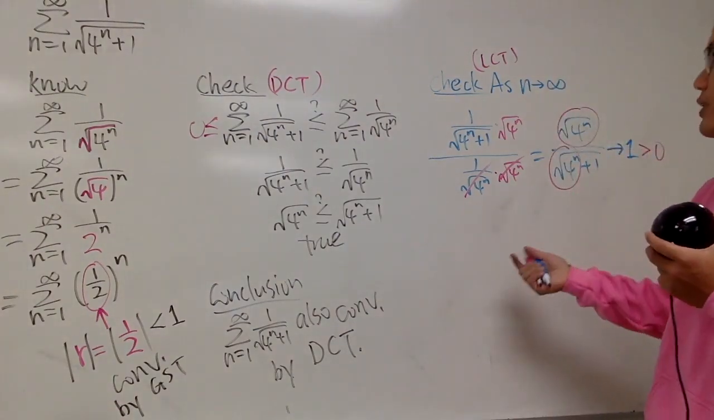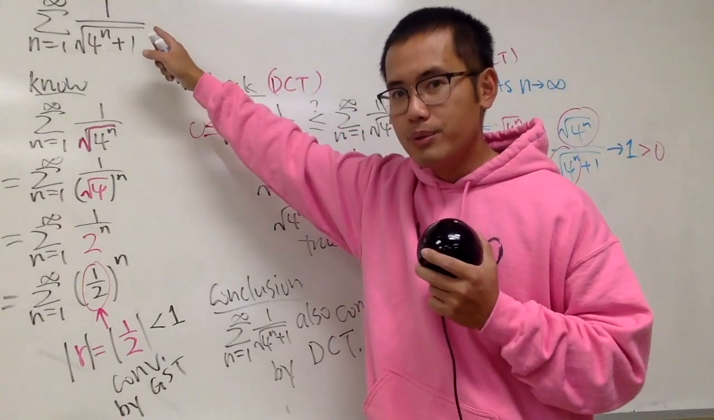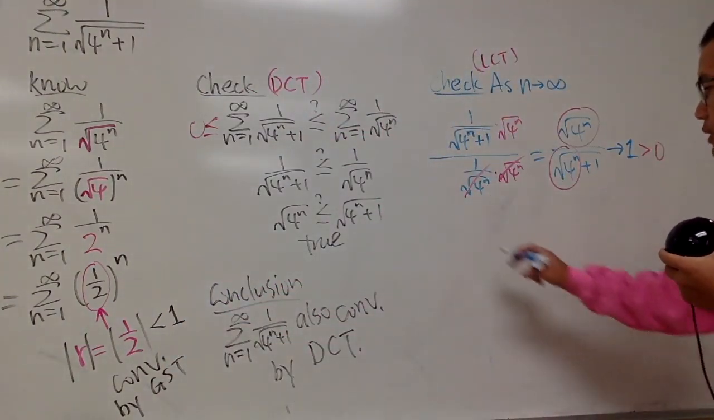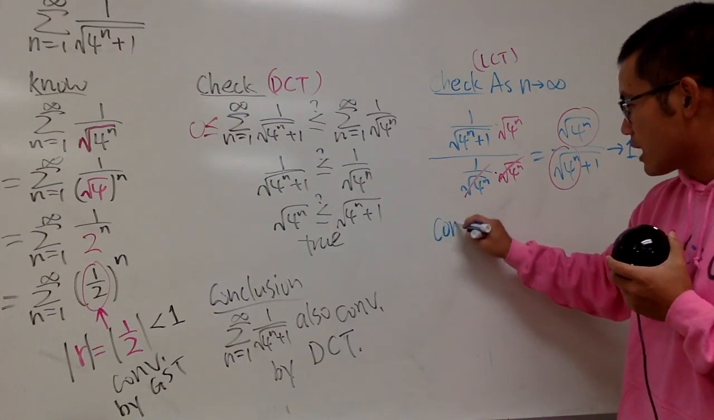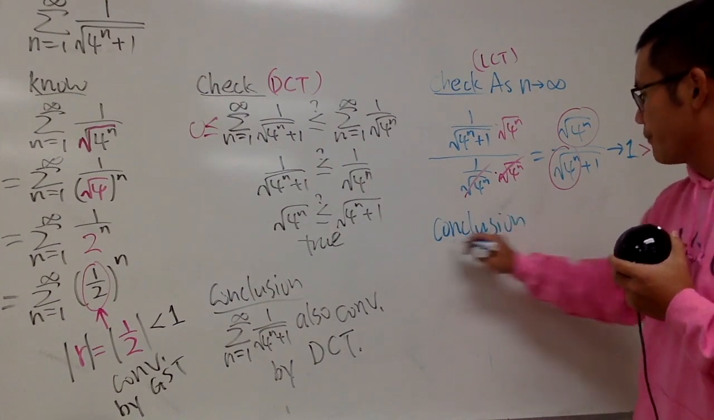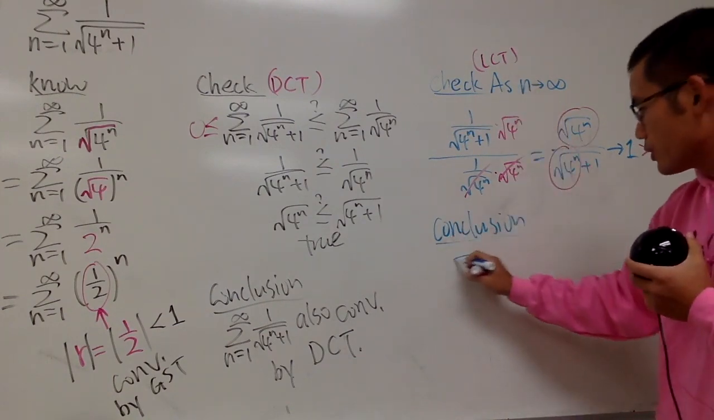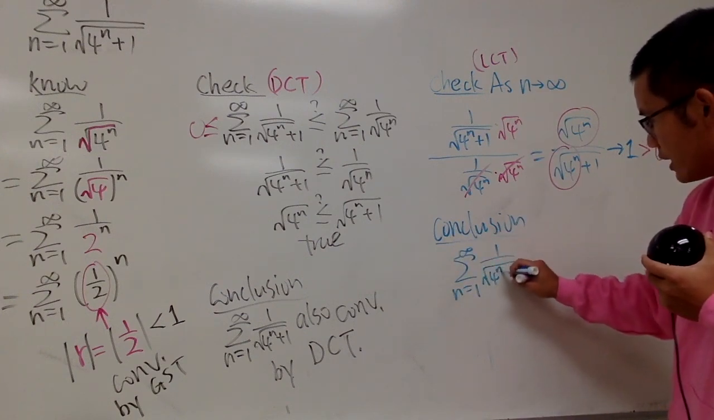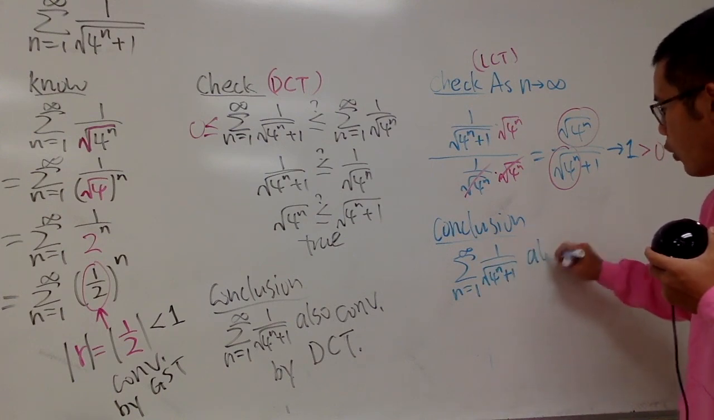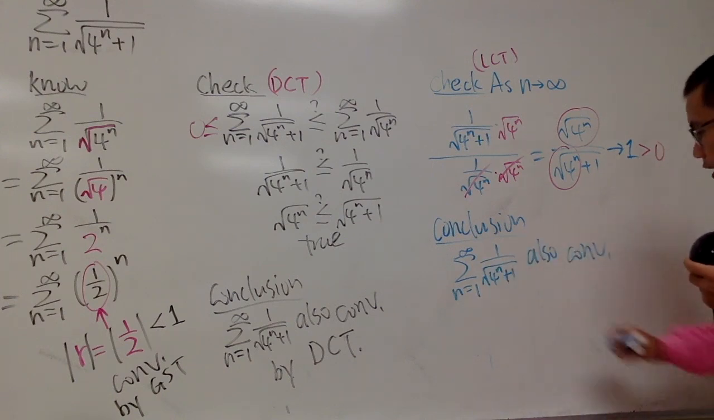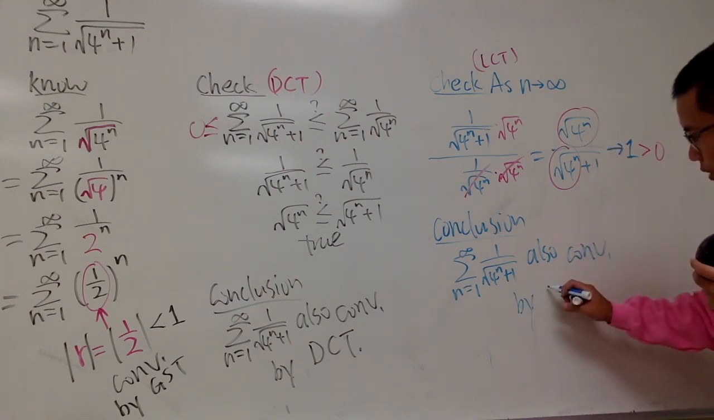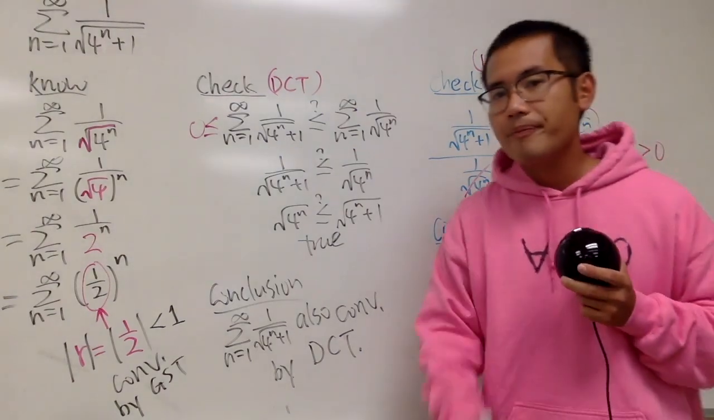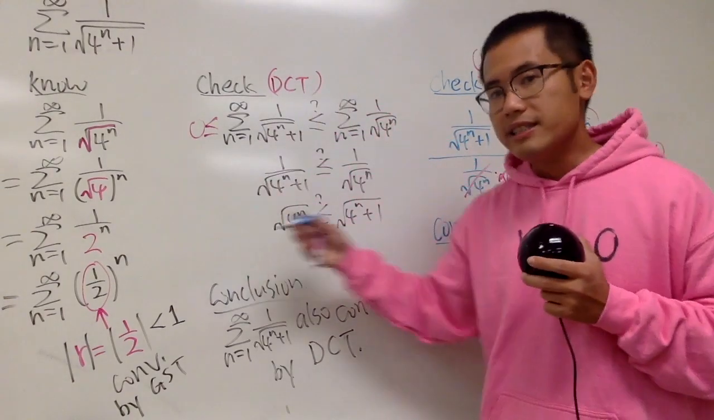That means we get to draw a conclusion. And again, the conclusion is that the one that we're trying to do also converges, as the one that we know. So let me put this down. Here is the conclusion that we can make. The conclusion is the one that we are doing, 1 over square root of 4 to the n plus 1, also converges. This time, in blue, we did the limit comparison test. Just like that.